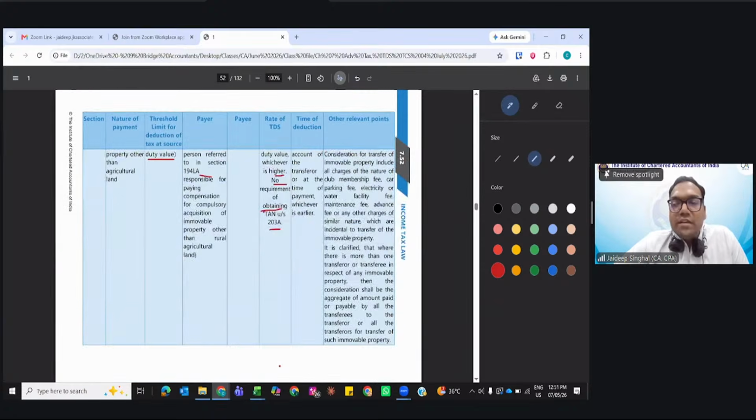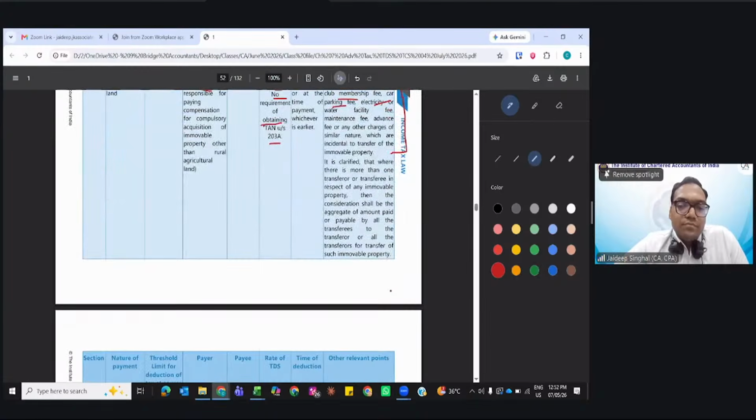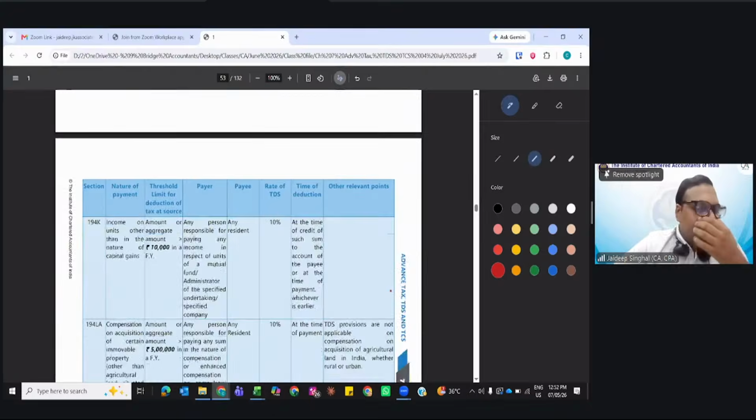What does the consideration of the property include? For immovable property, if you are paying any club membership fee, parking fee, anything in whatever name you are paying, please club everything. You need to club everything and then take the action. Include it, and on the total amount you need to deduct the TDS. Clear till here, everyone?